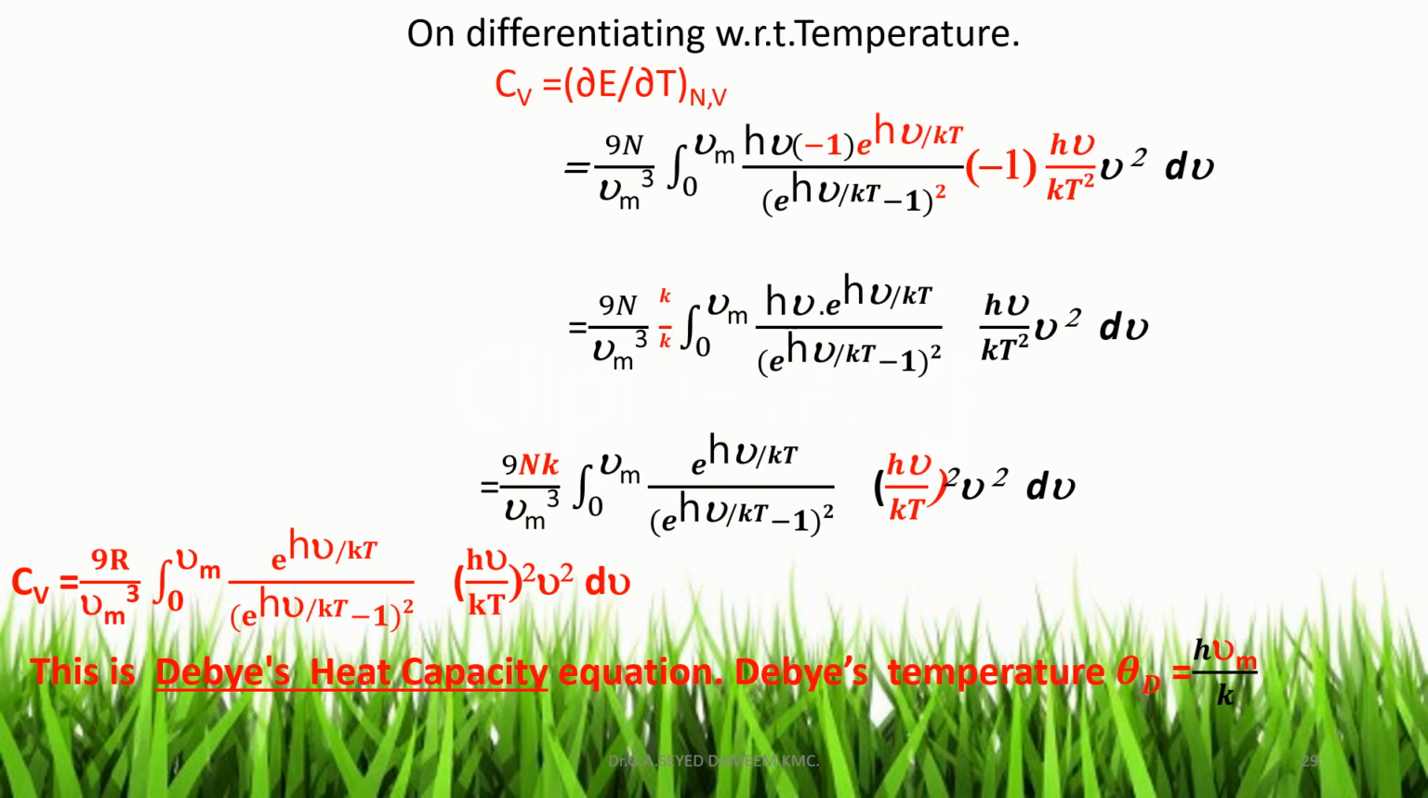The Debye temperature θ_D is equal to hν_m by k, where h is the Planck's constant, ν_m is the maximum frequency of the oscillator, and k is the Boltzmann constant.